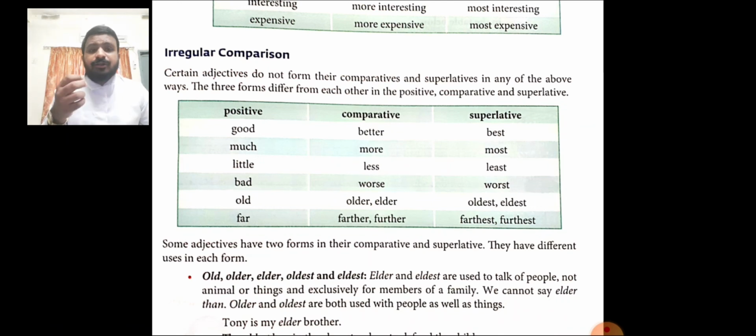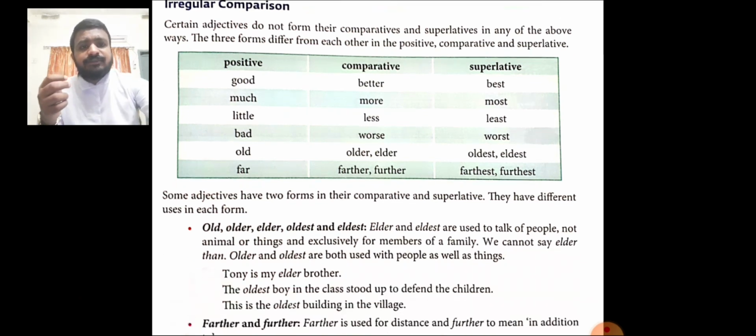Then older and oldest both can be used with people as well as things. Remember that elder and eldest are only used with family members. Then older and oldest can be used with family, people as well as things.